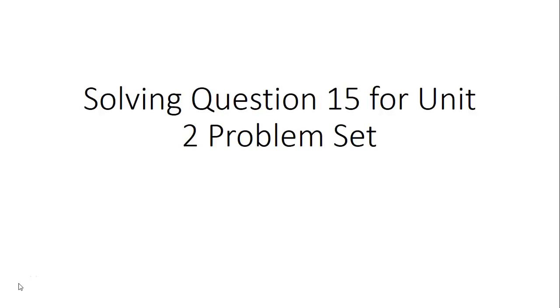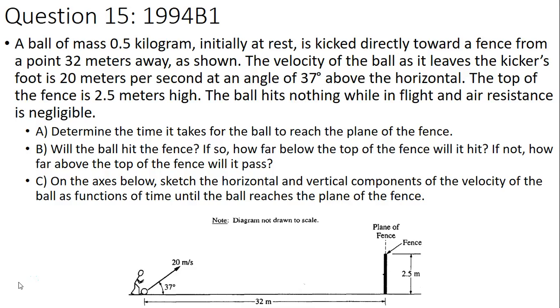In this video, I'm going to be teaching you how to solve question 15 for the Unit 2 problem set. This is the one with the fence and the ball, and we have to figure stuff out. So we have a ball of mass 0.5 kilograms initially at rest. It's kicked toward a fence from a point 32 meters away.